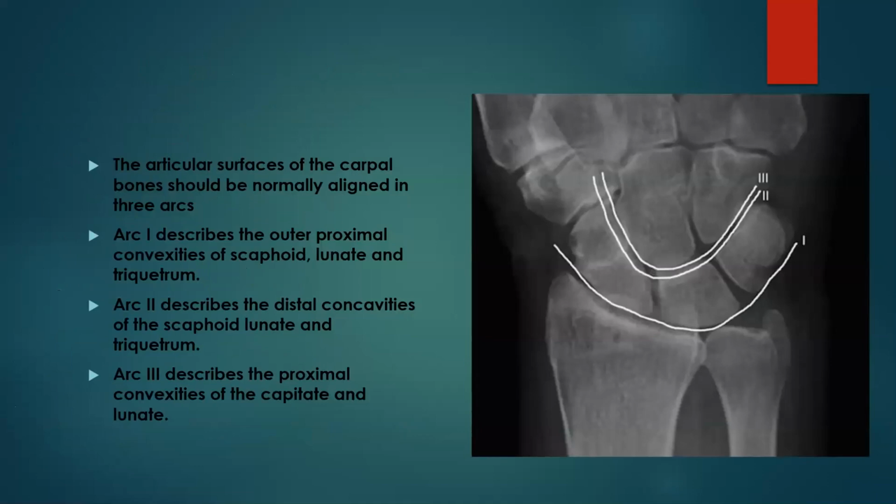The articular surfaces of the carpal bones should be normally aligned in 3 arcs. Arc 1 describes the outer proximal convexities of the scaphoid, lunate, and the triquetrum. Arc 2 describes the distal concavities of the scaphoid, lunate, and the triquetrum. Arc 3 describes the proximal convexities of the capitate and lunate.